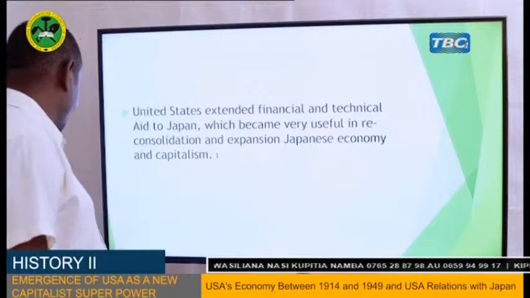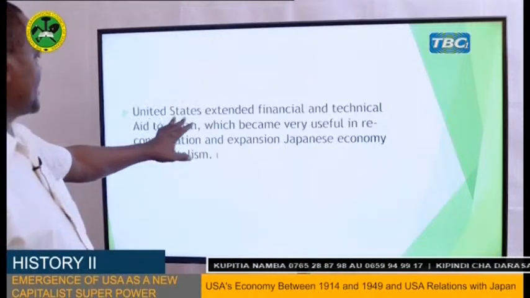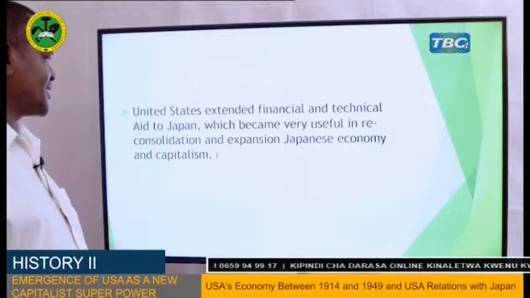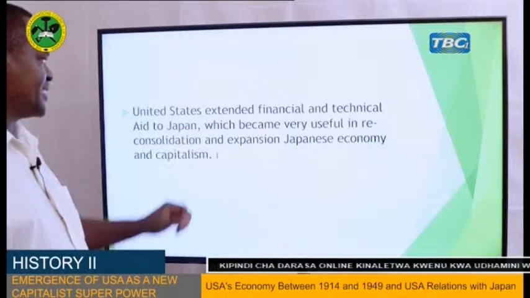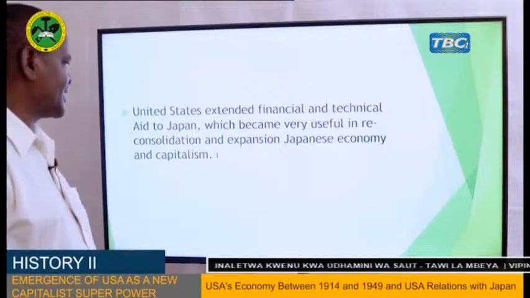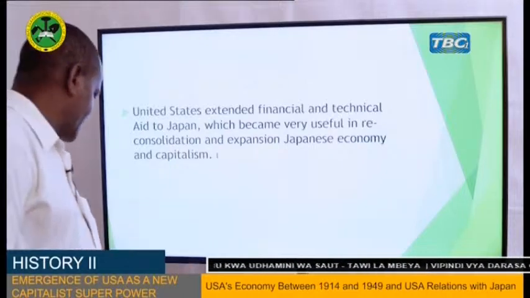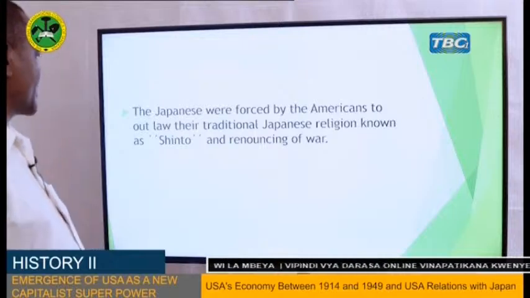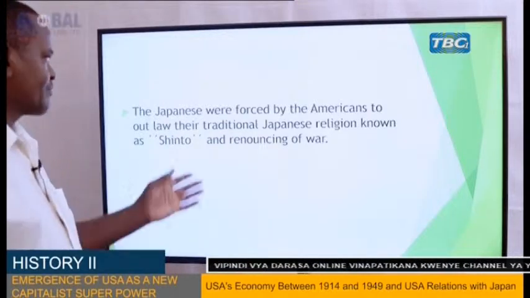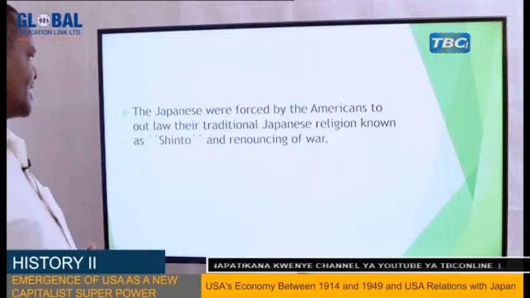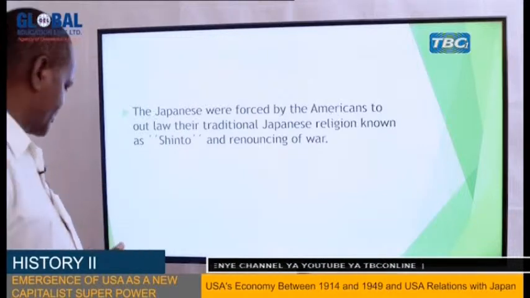Also, my dear students, another effect is that United States extended financial and technical aid to Japan, which became very useful in reconsolidation and expansion of the Japanese economy. Another thing, my dear students, is that the Japanese were forced by the Americans to outlaw their traditional Japanese religion known as Shinto as a state religion, and of course renouncing war and so on.